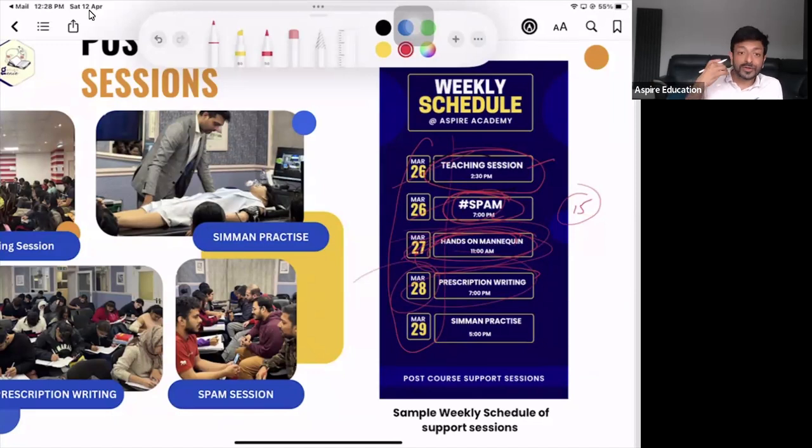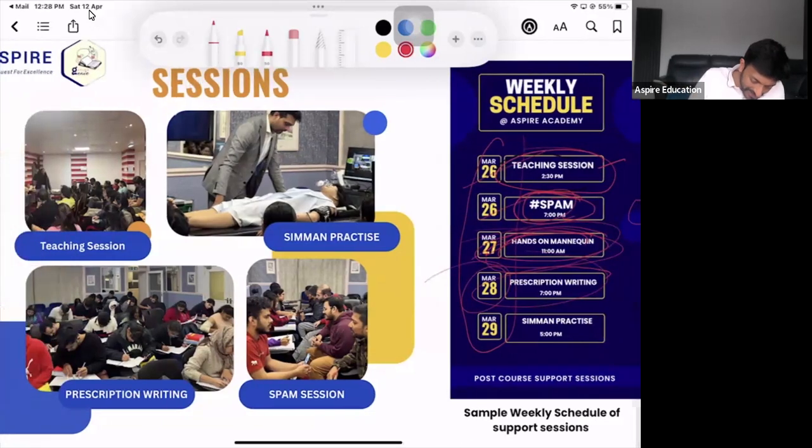We'll be giving you two scenarios. We'll be giving you the prescription paper. We'll be giving you the BNF as well. You write the prescription and then the examiners will check it. So this is a spam session. This is how it works. You're sitting in front and you keep practicing and you keep changing your seat as well, so you'll get to practice with different people.